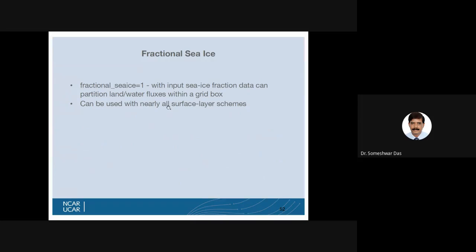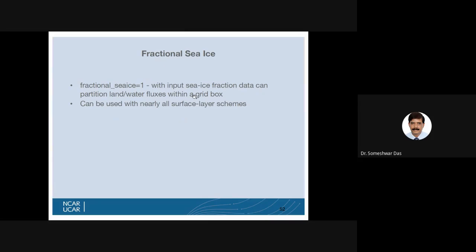Then the options available for considering the sea ice. Suppose your domain covers an area where there is sea ice, like Antarctica, very high latitudes, then you can choose this option by specifying fractional sea ice equal to 1, with input sea ice fraction data. It can partition land and water fluxes within a grid box. It can be used with nearly all surface layer schemes. So if you are using the Indian domain, Indian region, then this is meaningless because there is no sea ice in our region.